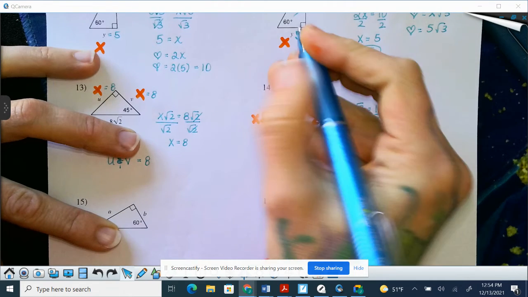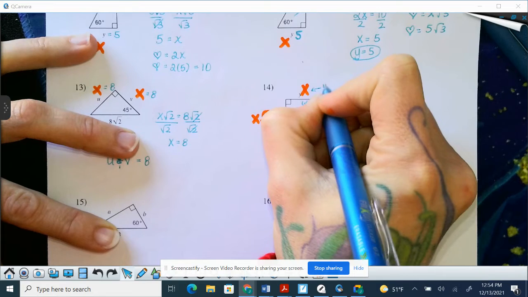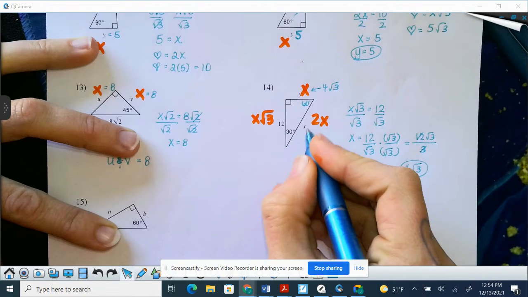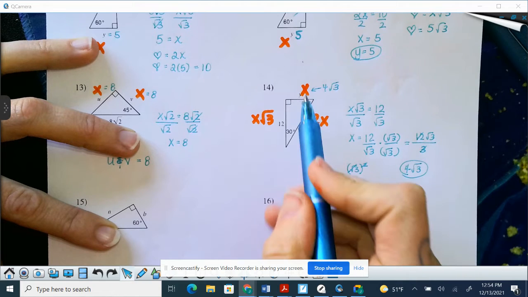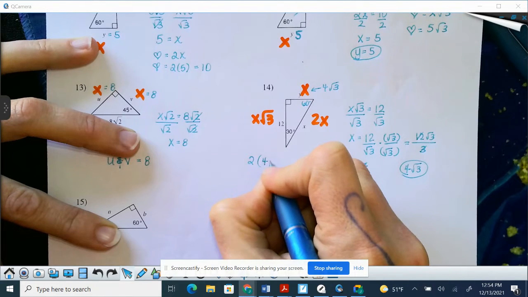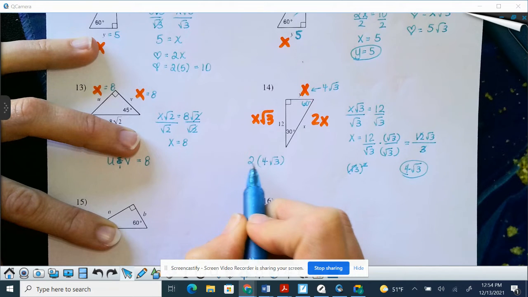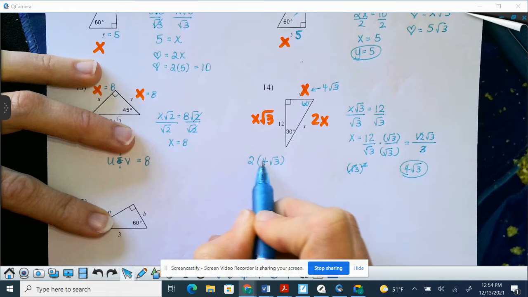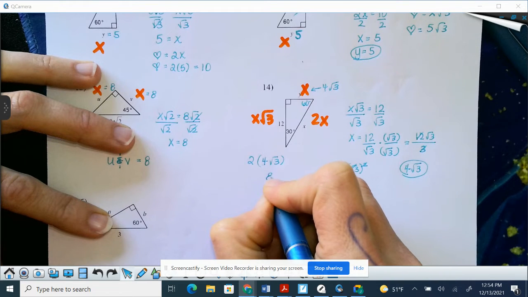4 square roots of 3 is going to be up here, which is y on this problem. And then 2x. So whatever x is, we're going to double it. So 2 times 4 square roots of 3. These are whole numbers. That 2 does not apply to that square root of 3 because it's a radical, and these are not. These are whole numbers. So it's going to be 8 square roots of 3.